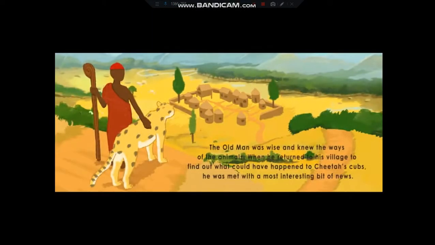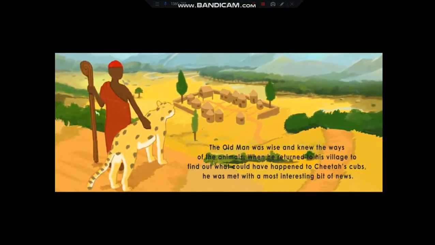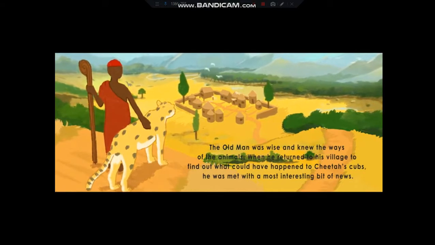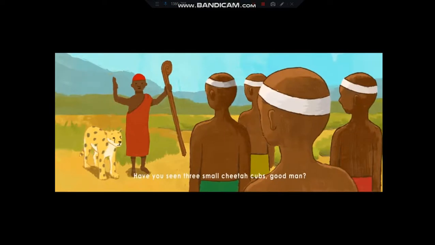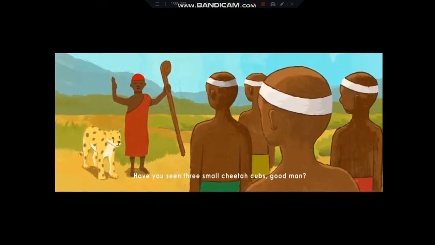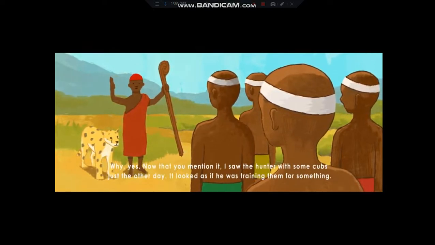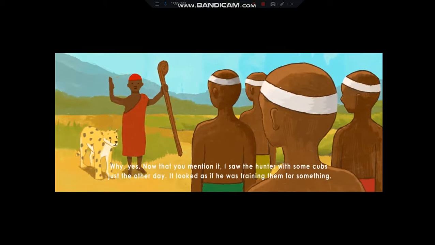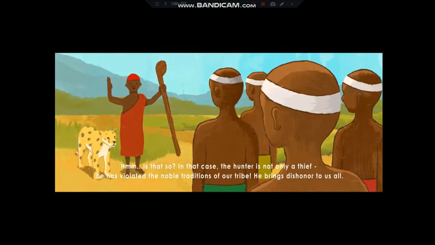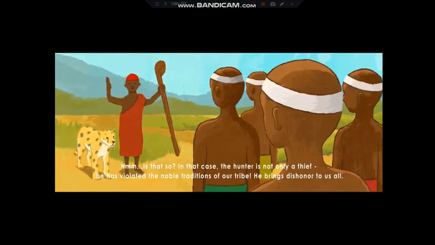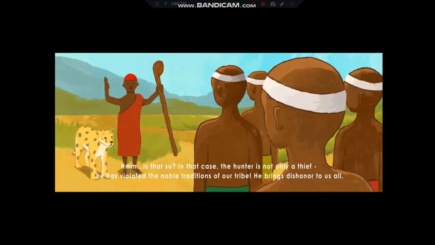The old man was wise and knew the ways of the animals. When he returned to his village to find out what could have happened to Cheetah's cubs, he was met with a most interesting bit of news. Have you seen 3 small cheetah cubs, good man? Why, yes. Now that you mention it, I saw the hunter with some cubs just the other day. It looked as if he was trading them for something. Is that so? In that case, the hunter is not only a thief, he has violated the noble tradition of our tribe. He brings dishonor to us all.